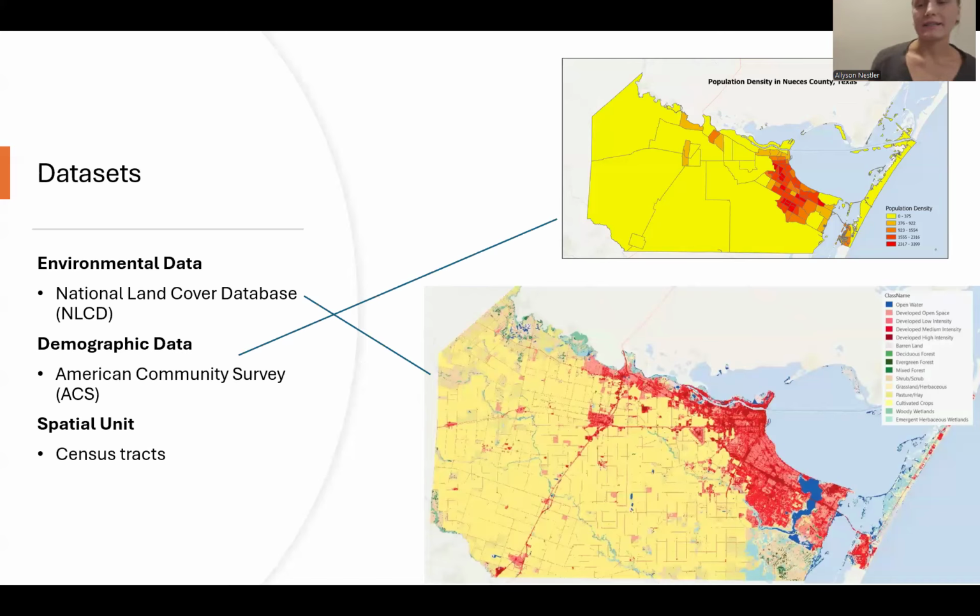The two primary data sets used in this analysis were, first, the National Land Cover Database, which is raster data and was used to represent land cover characteristics and estimate relative heat retention potential. So it's a heat proxy essentially. And secondly, I used the American Community Survey population data, which was used to calculate the population density at the census tract level. Census tracts served as the primary spatial analysis unit throughout this project.